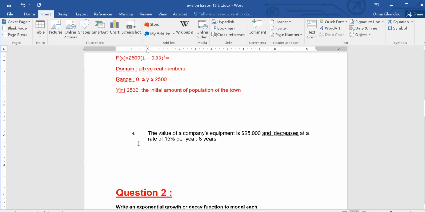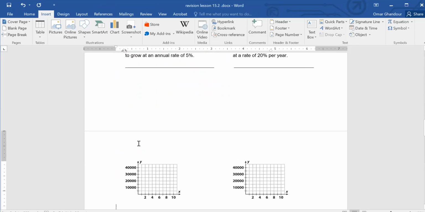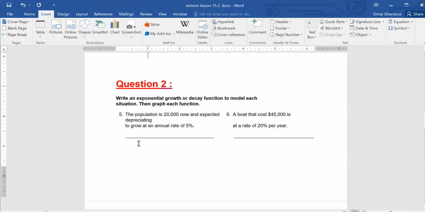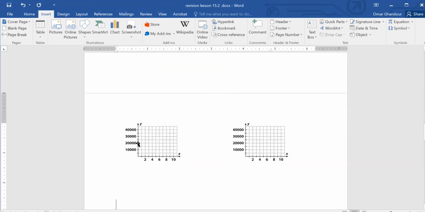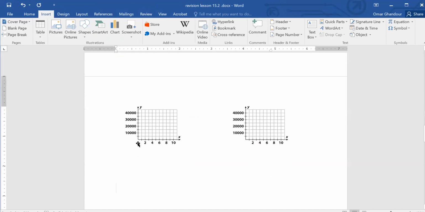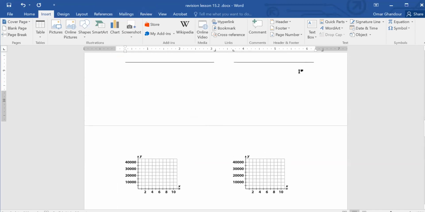Okay. Let's go to question 2. Write an exponential growth or decay function to model each situation, then graph each function. And this time he is giving you the graph to graph it. And we need to do even the table. So let's do it.